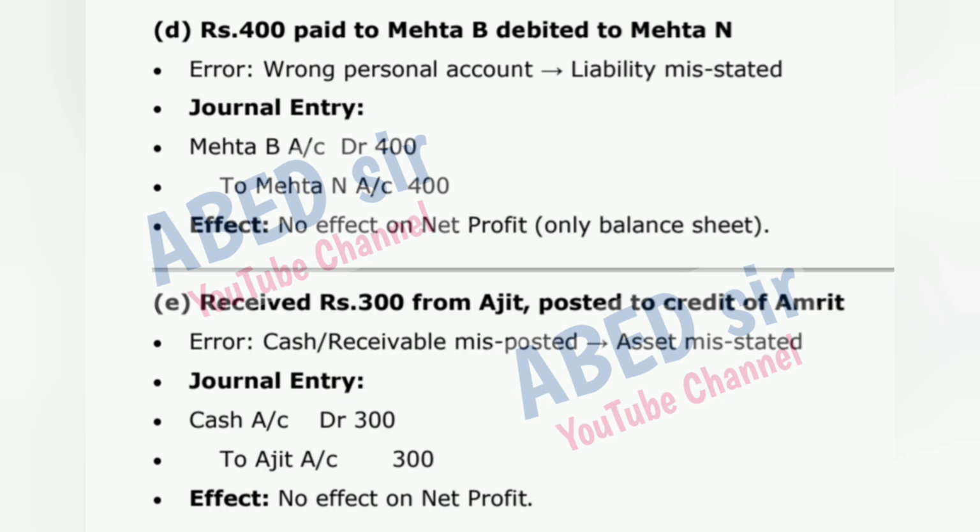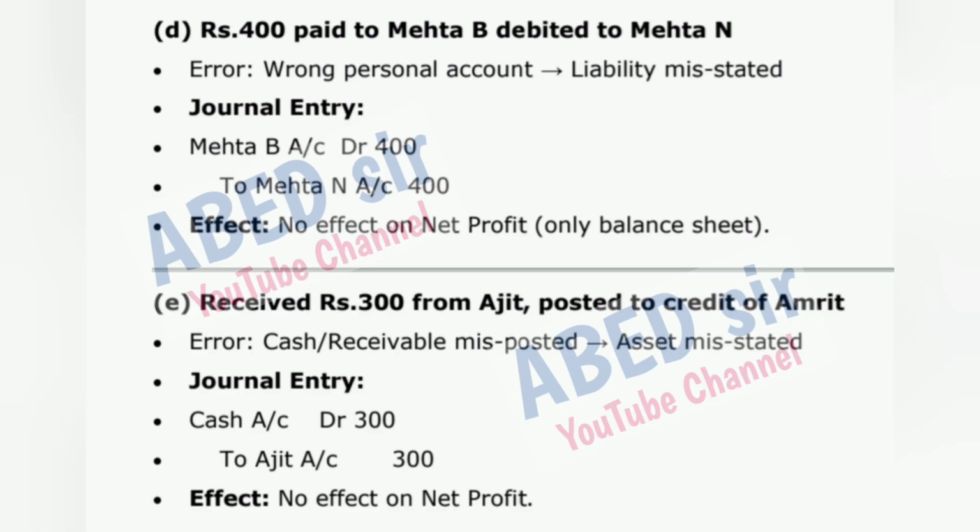D. 400 rupees paid to Mehta B debited to Mehta N. Error: wrong personal account, liability misstated. Journal entry: Mehta B A/c Dr 400, to Mehta N A/c 400. Effect: no effect on net profit, only balance sheet.